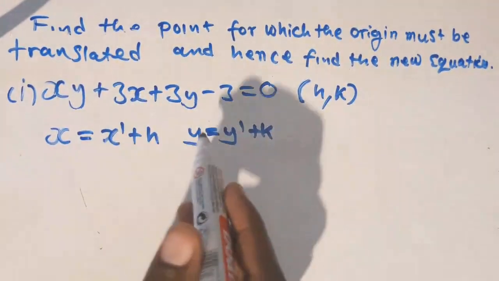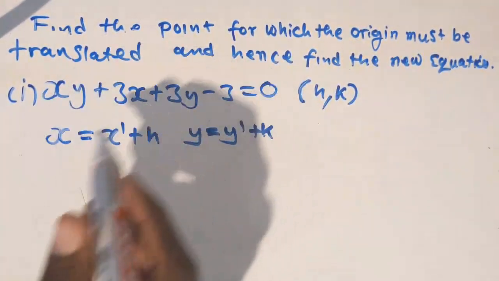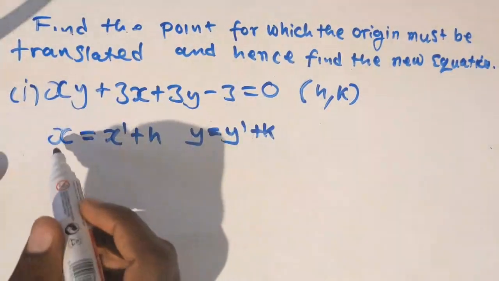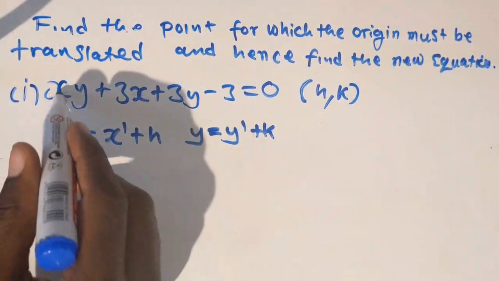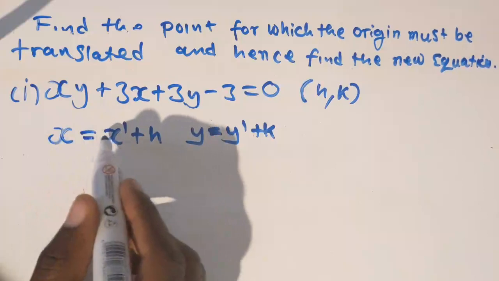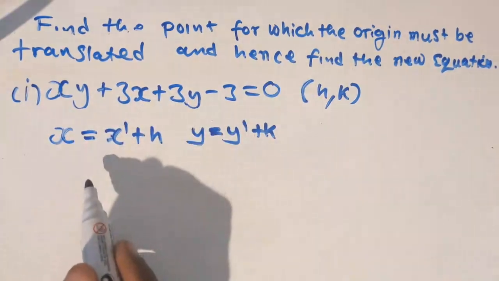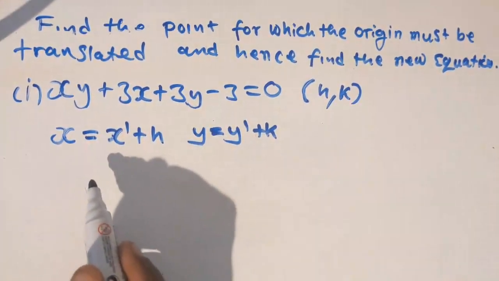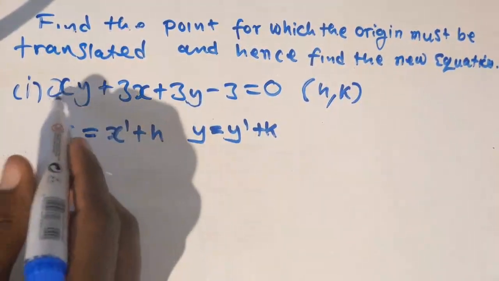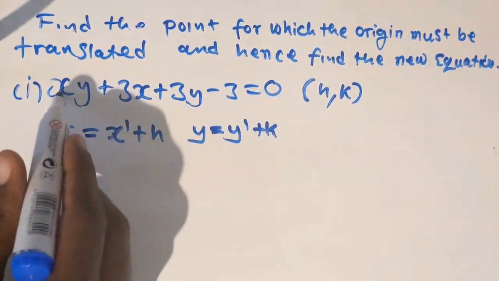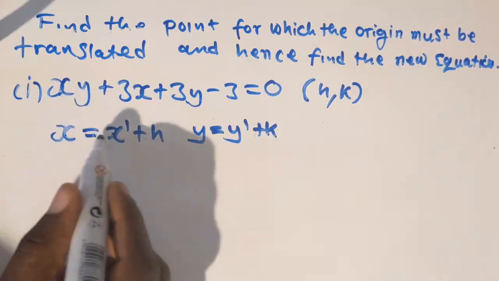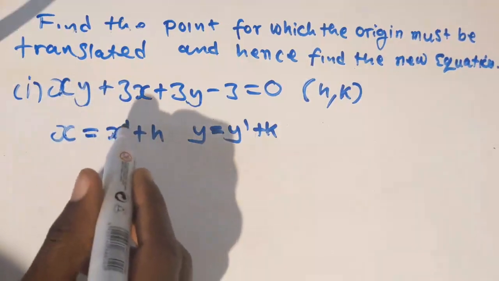So the formulas and this equation, they are involved in finding those coordinates. What you're going to do is that this is x, right? There is a difference between x and x prime. You need to know that. In the equation, there is x, so x is saying that x is equal to x prime plus h.